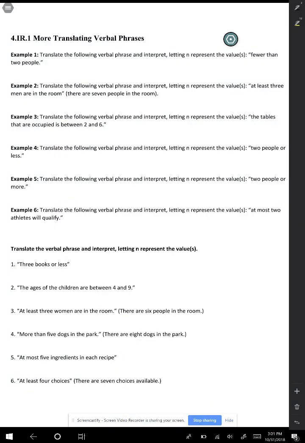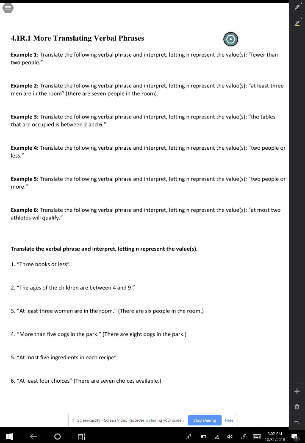In this section, we're going to be looking at translating verbal phrases. We did some of these earlier, and the ones that we're doing here are geared more towards what you'll be seeing in sections 4.1 and 4.2. So the first thing you're going to do is, when they give you a phrase, how do we interpret that mathematically?